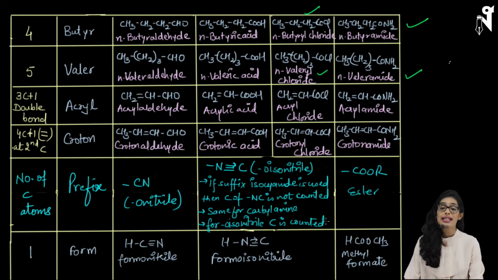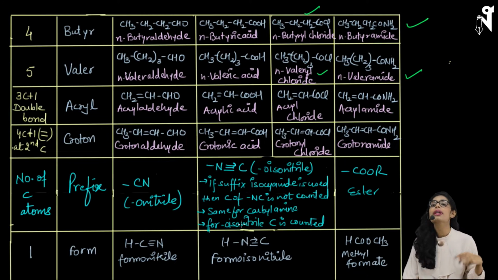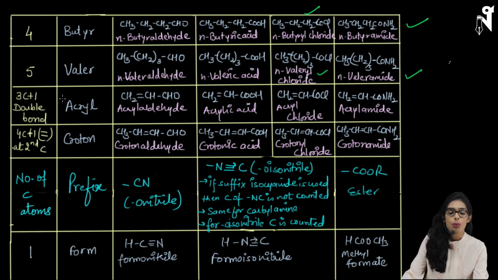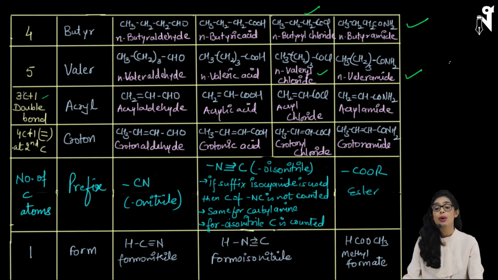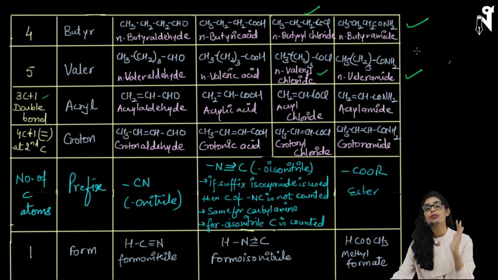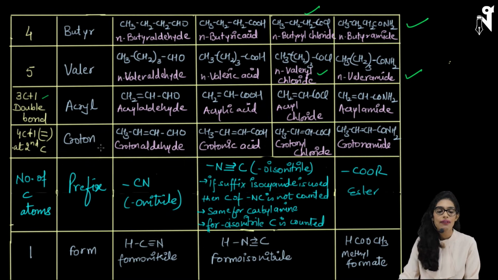Okay. Next, as I mentioned, we have to talk about some other common names also, where some carbon combinations have been called using common names, and we can use those common names in case of aldehydes, carboxylic acid, acid chlorides and amides also. So we have one combination, that is 3C plus 1 double bond. What do we mean by 3C plus 1 double bond? That means the total number of carbons in the chain will be 3 and it will carry one double bond. This is what the 3C plus 1 double bond means. Any such combination will have a common name, that is acryl.